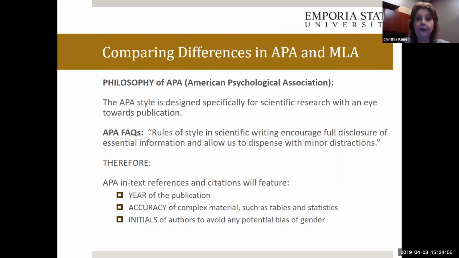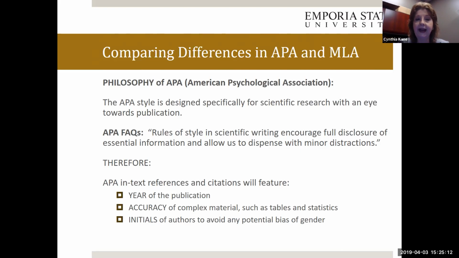It's also concerned with accuracy of complex materials, so tables and statistics are actually going to be covered much more in APA citation style than they will in MLA. And finally, something you might notice in an APA citation is that the initials of the first names of authors are used.